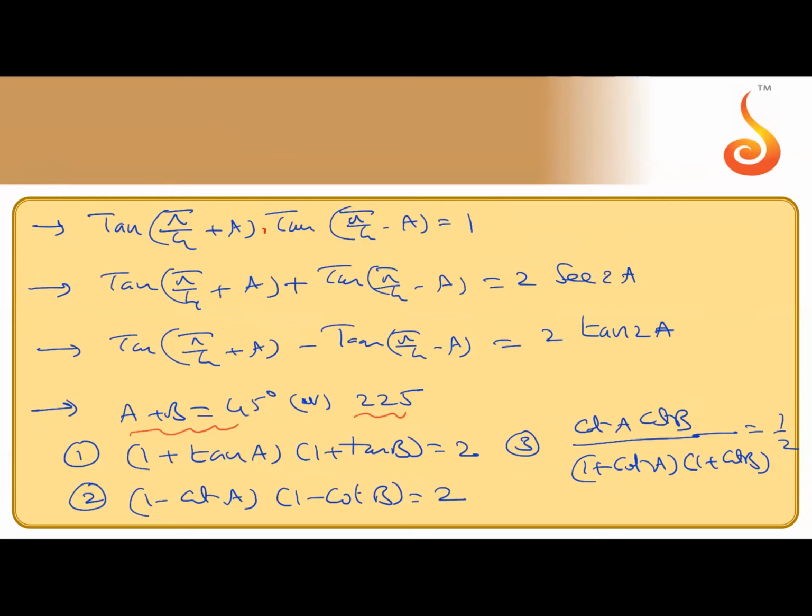What about the product of tan(45 + A) and tan(45 - A)? The product is 1, because (1 + tan A)/(1 - tan A) times (1 - tan A)/(1 + tan A), both cancel and we get 1. This product, tan(45 + A) into tan(45 - A) equals 1, you have to write down.